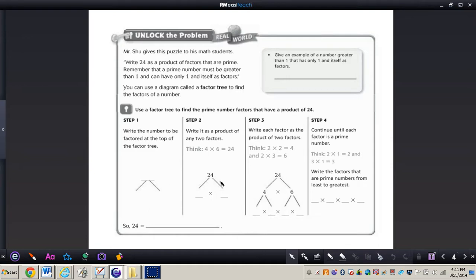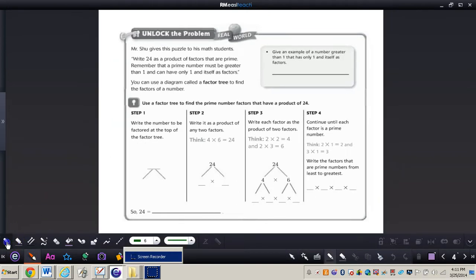and we are going to unlock this problem. Okay, so right at the beginning, it has Mr. Shu gives this puzzle to his math students, and what it says: write 24 as a product of factors that are prime. Remember that a prime number must be greater than 1 and can only have 1 and itself as factors. So that is important to understand. Whenever we're creating a factor tree, you know you're finished when you just have prime numbers.